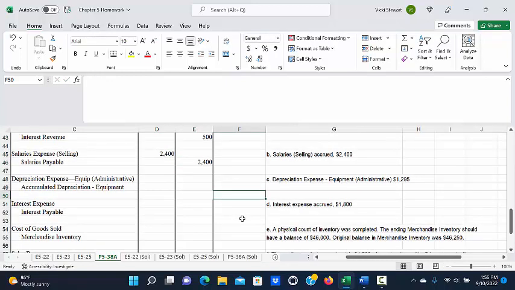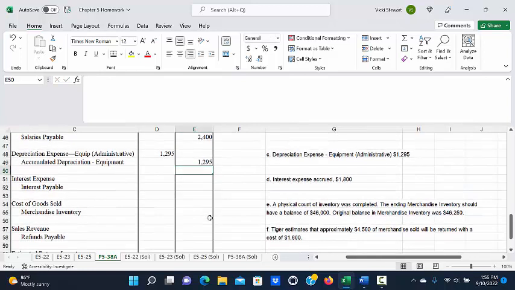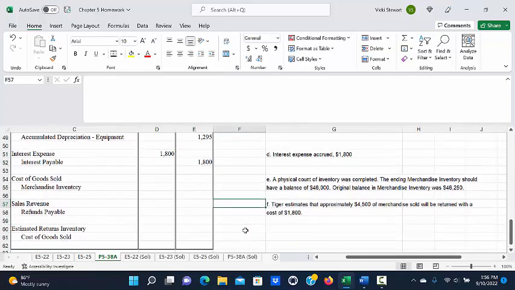In C, it states that depreciation expense equipment administrative was $1,295. So to record that entry, we would debit depreciation expense equipment administrative for $1,295, and we would credit accumulated depreciation equipment for the same amount. D states that interest expense accrued was $1,800, so we need to debit interest expense and credit interest payable for $1,800.